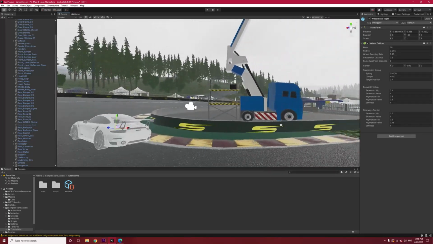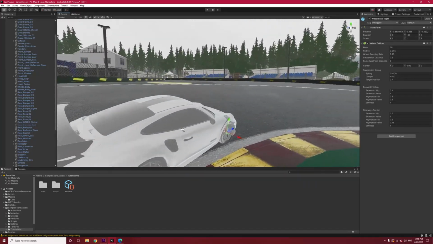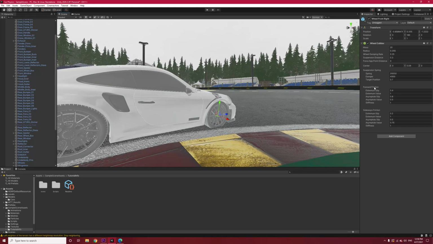So I select the wheel here and pay attention to the sideways friction section. What do we see? Well, we see exactly the same parameters we saw for forward friction, but this time they act in the sideways motion. How? Let's first learn about what a slip angle is.